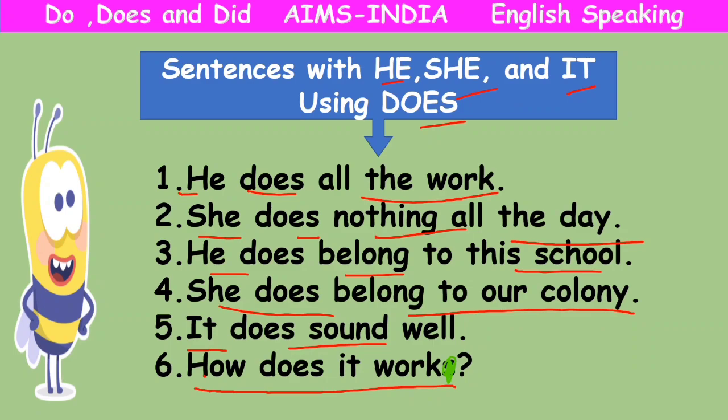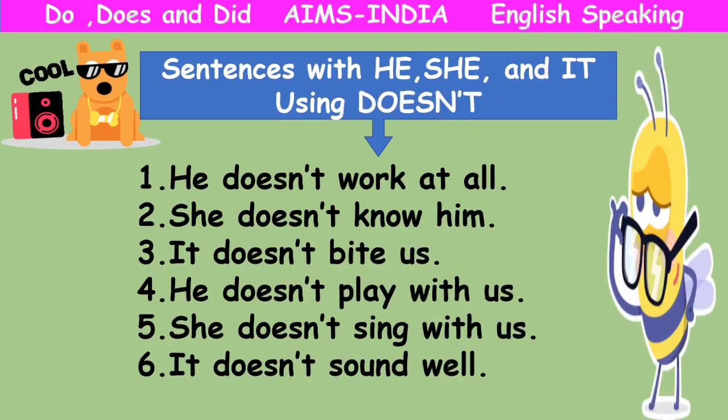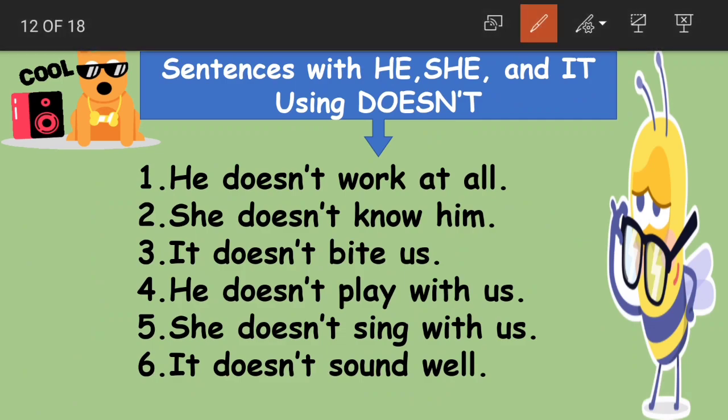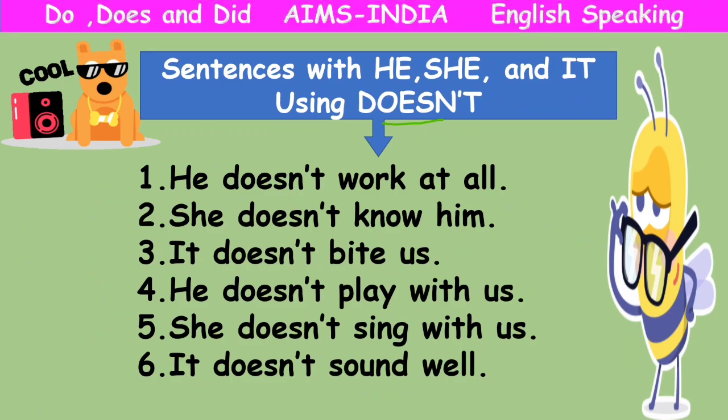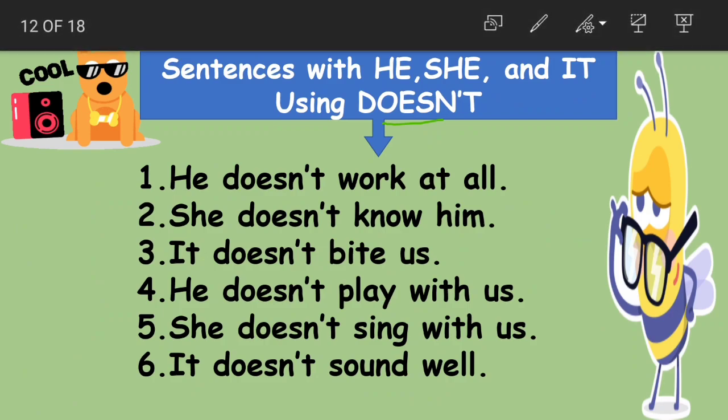So if you want to know about something like how does it work, you can also use this it. Now, sentences with he, she and it using does not. Okay, does not. So, he does not work at all. He does not work at all. She does not know him. It does not bite us.